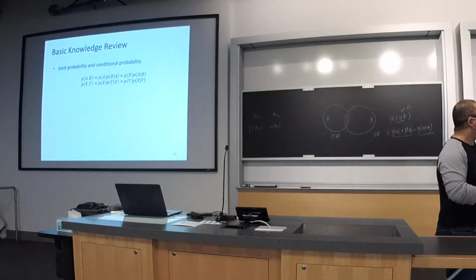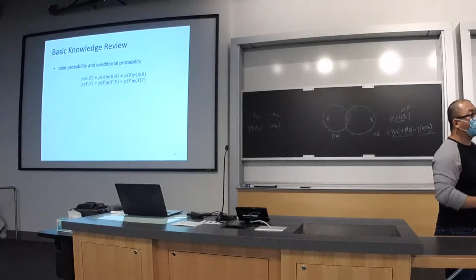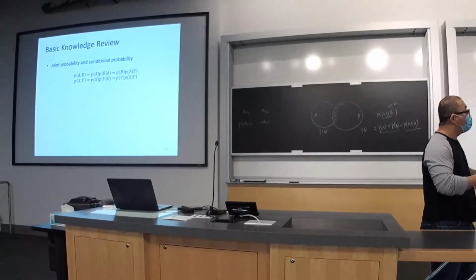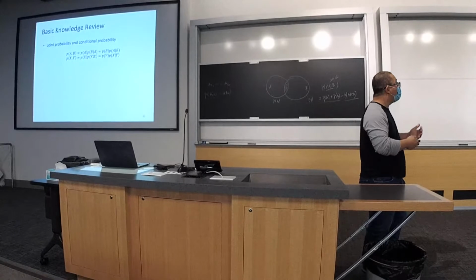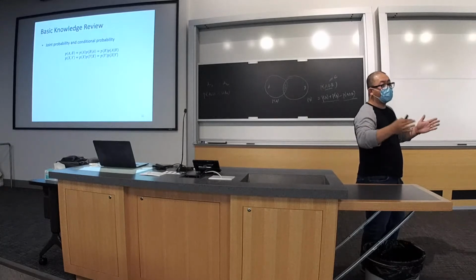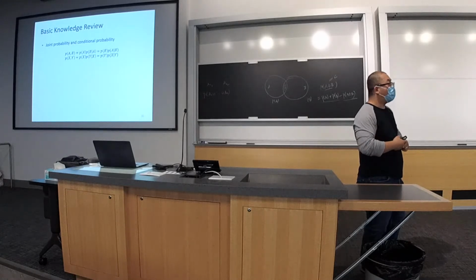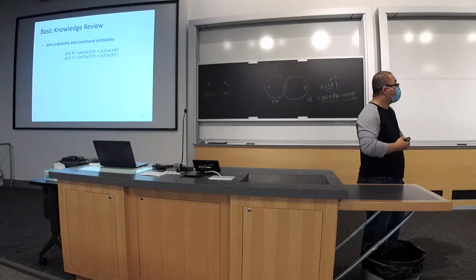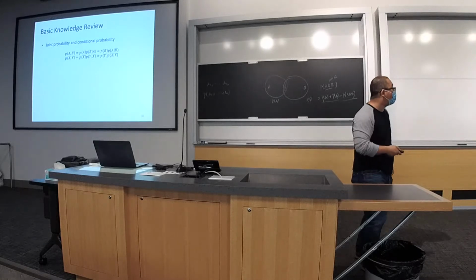And of course, you can write a long chain for many events, like A1, A2, A3 to AN. You can write it down as a multiplication of a set of conditional probabilities, which I refer you to your textbooks or Wikipedia or whatever.